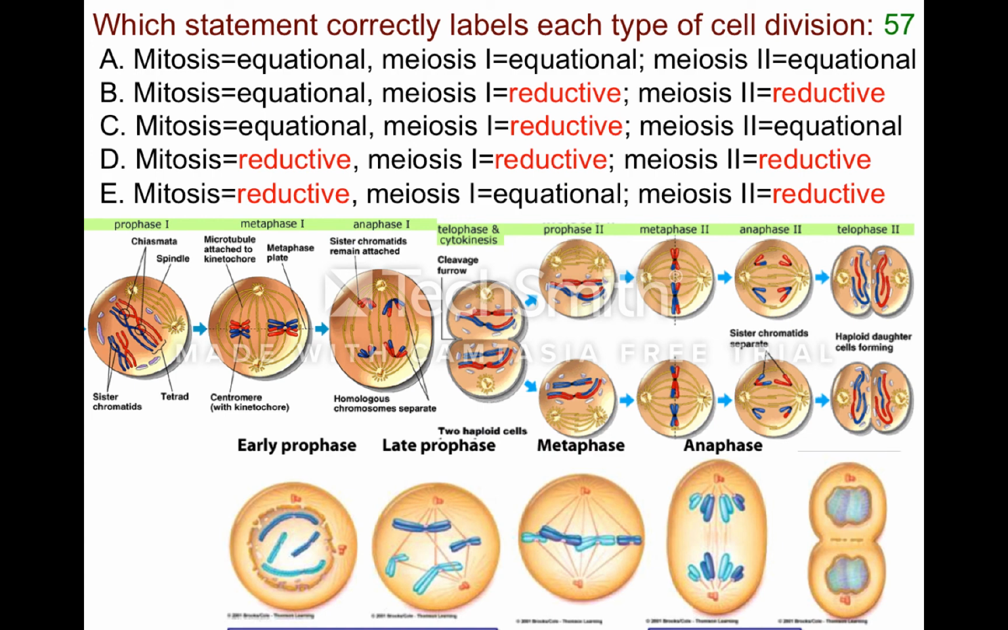Another question here, please pause now. Okay, now we're back. This is just to review the terminology. Mitosis is equational. Meiosis 1 is reductive because it's in meiosis 1 that we go from 4 chromosomes down to 2 chromosomes, from diploid to haploid. Therefore, this must be the reductive cell division. But then from here to here, for meiosis 2, we're going from 2 chromosomes that are replicated to 2 chromosomes that are not replicated. So that's an equational division. Hopefully that solidifies that terminology.